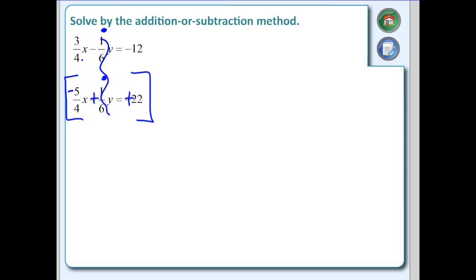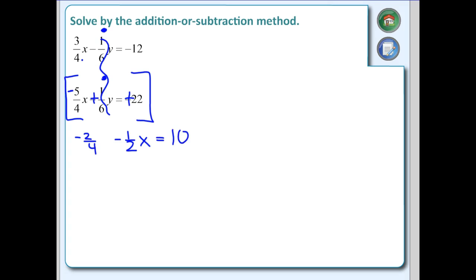3/4 x and negative 5/4 x. Well, that's negative 2/4. So we're going to make that negative 1/2 x equals, and we've got negative 12 and positive 22, which gives me 10.